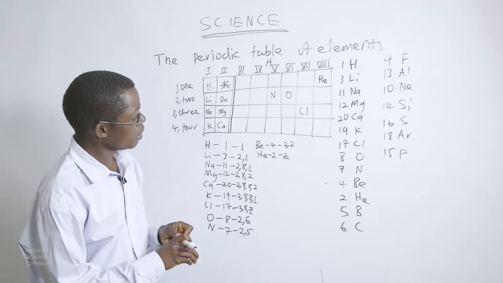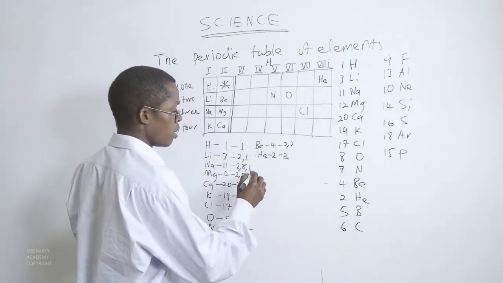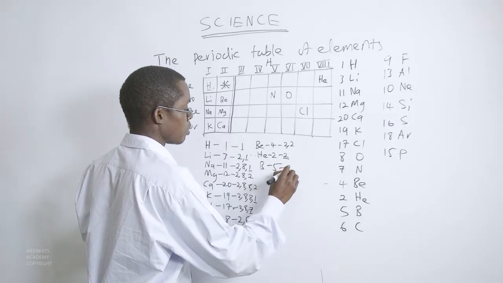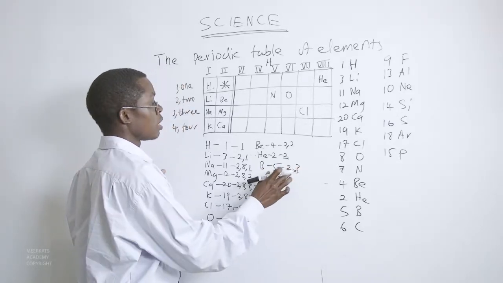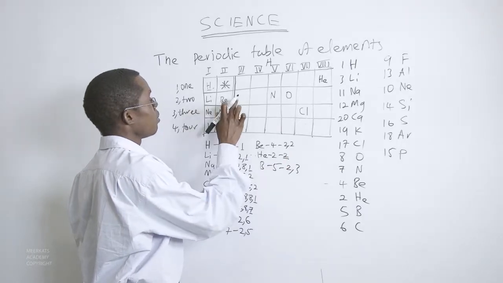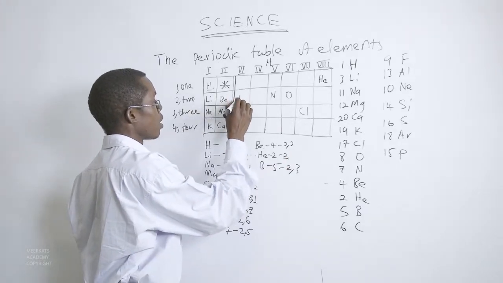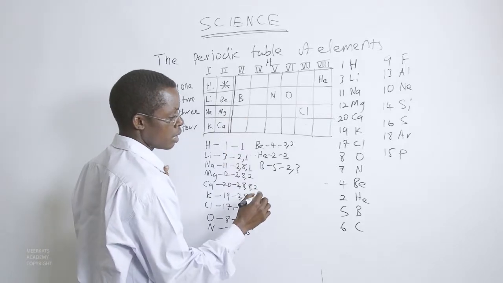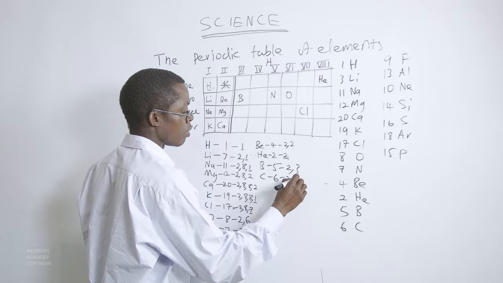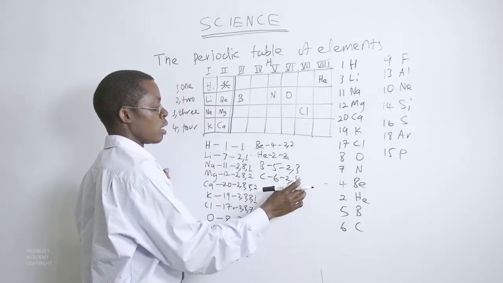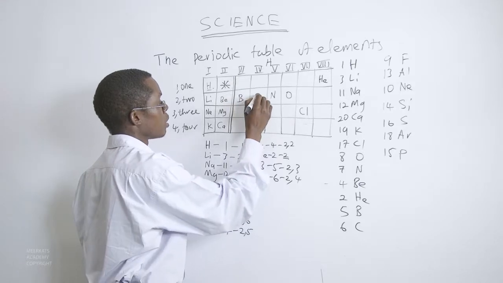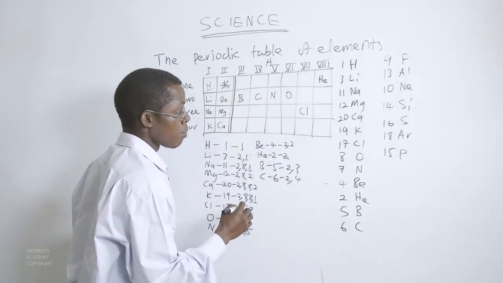Now the next one is boron. Boron has 5, giving us 2, then 3: 2 energy levels, 3 outermost. So we have boron here. Then next is carbon with 6, giving us 2, 4: 2 energy levels, 4 outermost. Here we have our carbon.